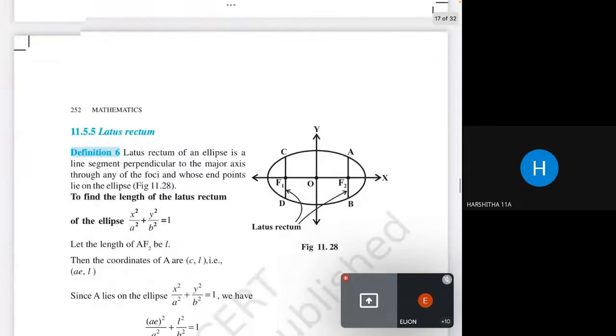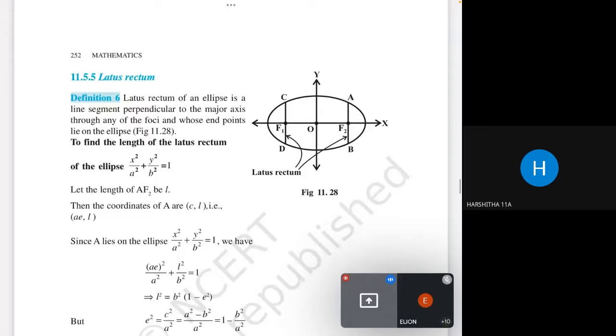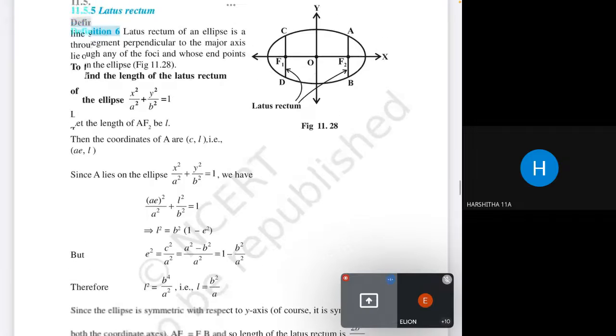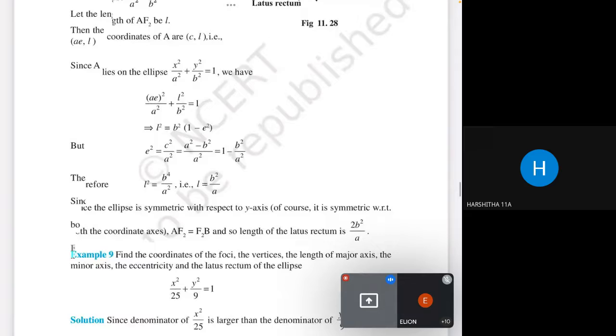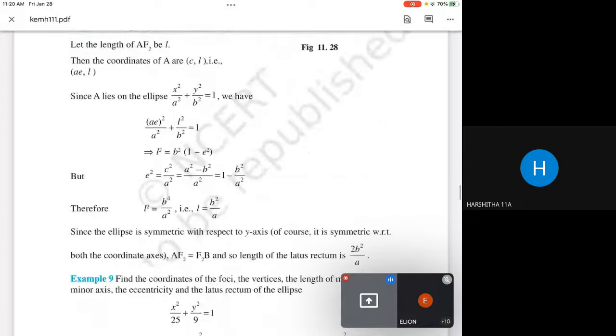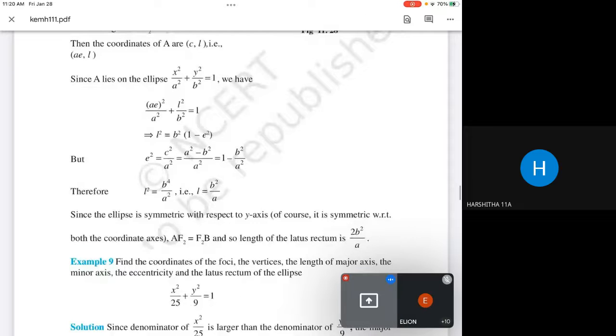Okay. And in this case, latus rectum. What is meant by latus rectum? Definition of the latus rectum of the ellipse: it is a line segment which is perpendicular to the major axis through any of the foci and whose endpoints lie on the ellipse. The latus rectum length we are going to get as 2b square by a.